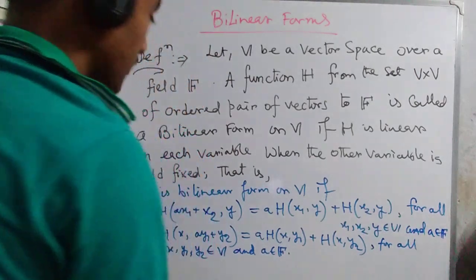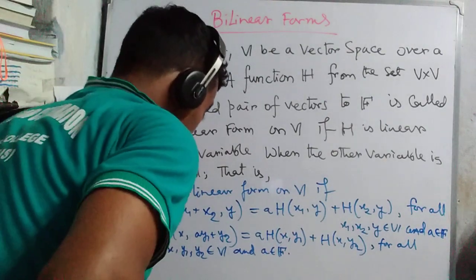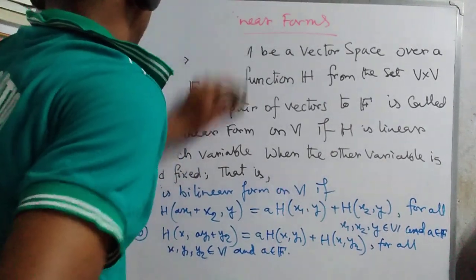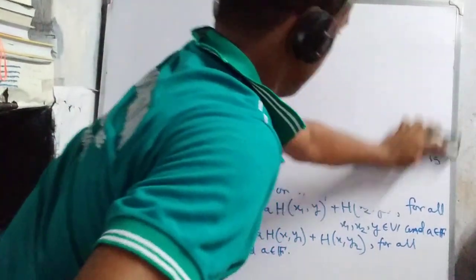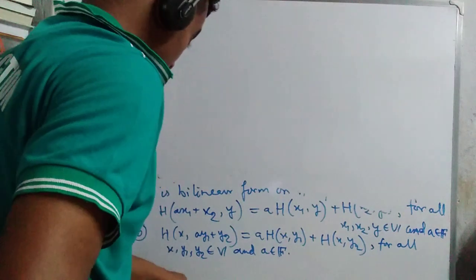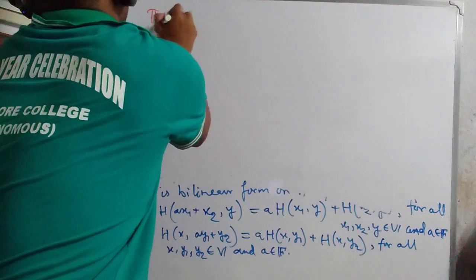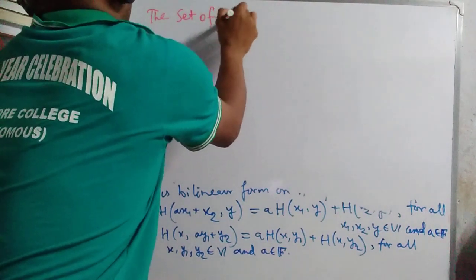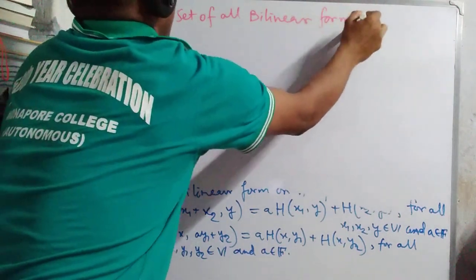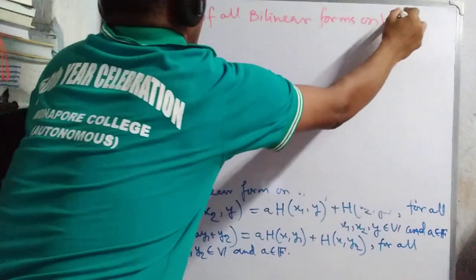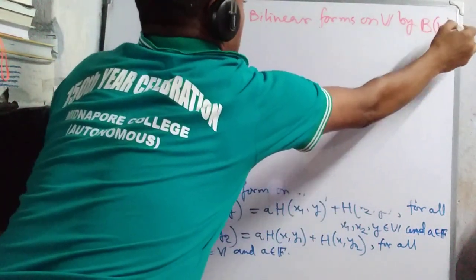Understood? We now erase that portion and go on to discuss the set of all bilinear forms on V, denoted by B(V). Understood?